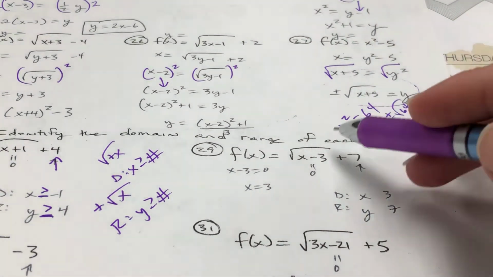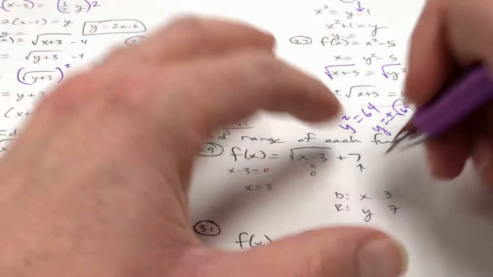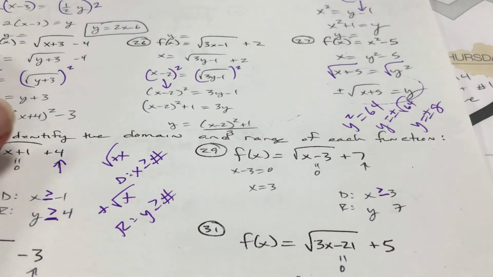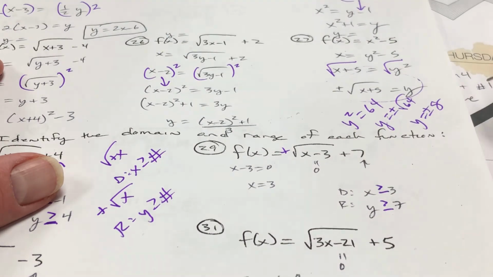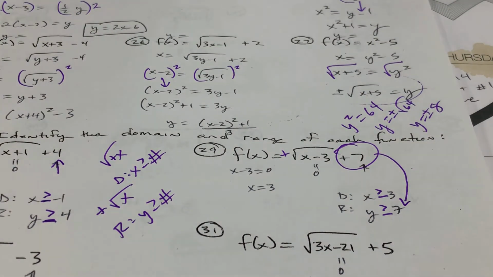You have the same thing here, positive x on the inside. x minus 3, set it equal to 0. You get x is 3. So x can be anything 3 or more, greater than or equal to 3. This is a positive square root function, so the range is y greater than or equal to 7.